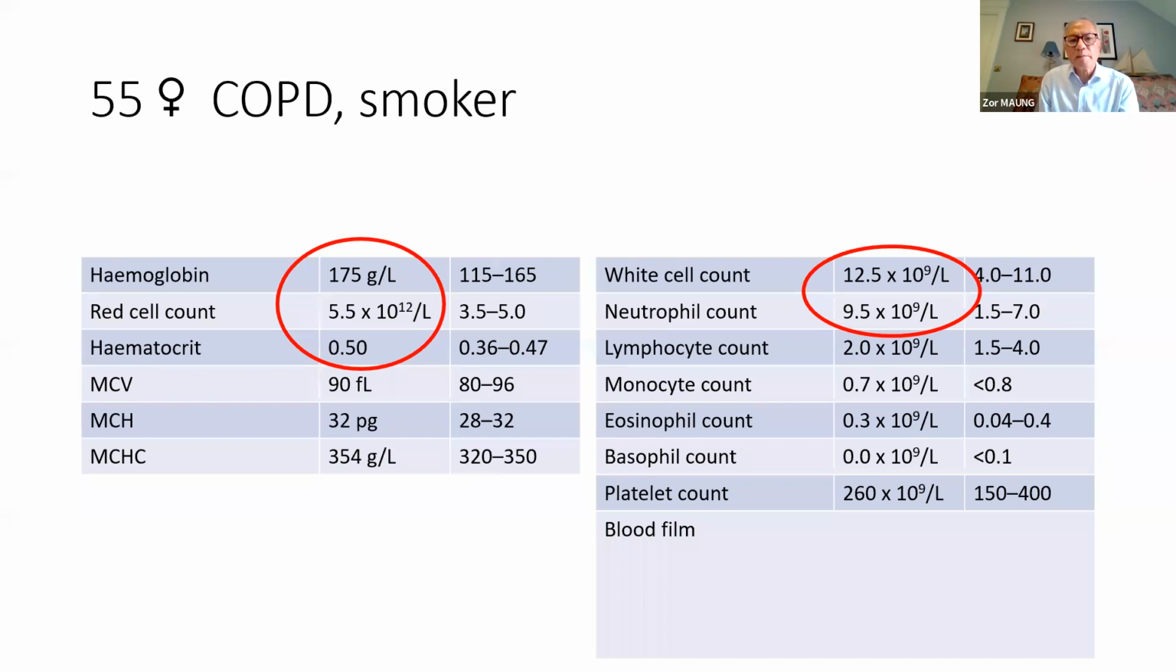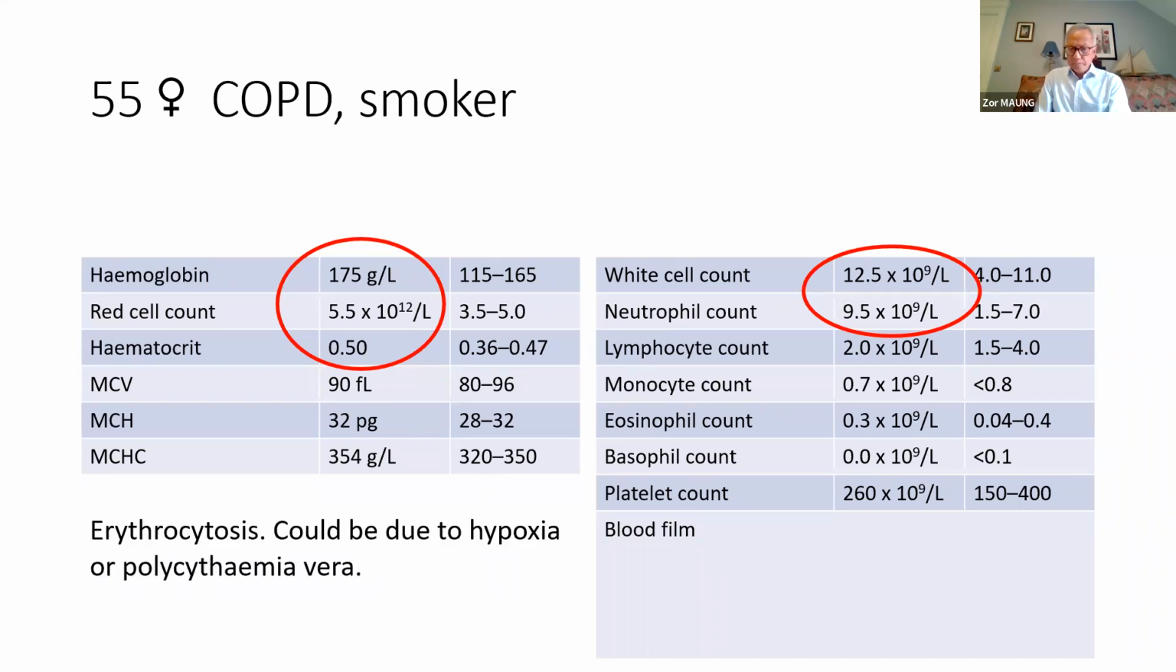Since the hemoglobin is high and she is a smoker with COPD, they tend to be hypoxic, and that can cause a secondary polycythemia. Or it could be hypoxia causing secondary polycythemia, or primary polycythemia vera. So think about it, it's not only anemia. If you look at the full blood count, the hemoglobin can be high too.